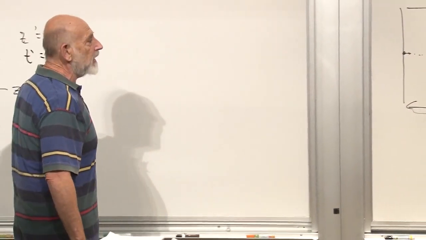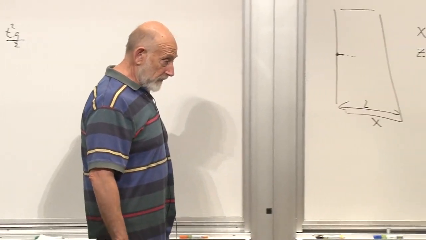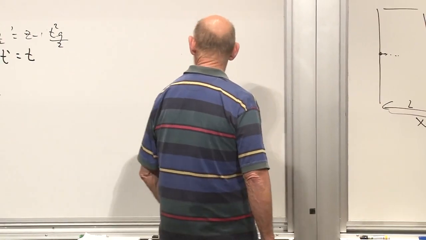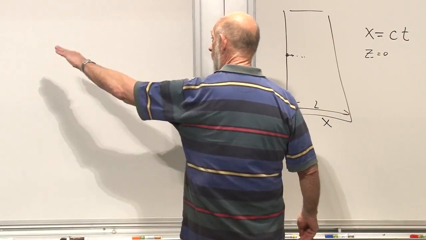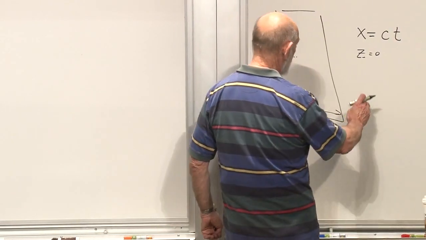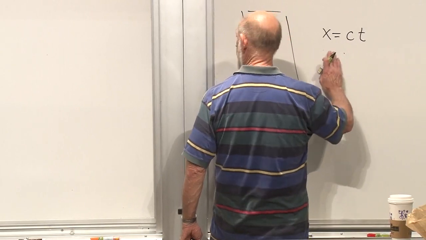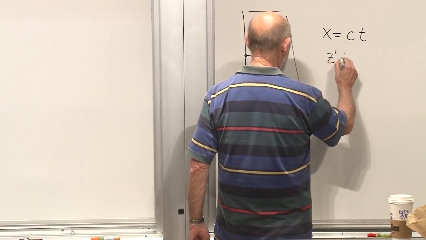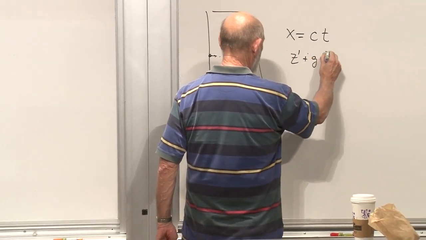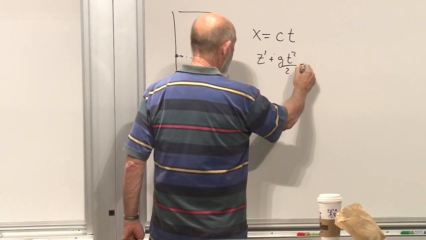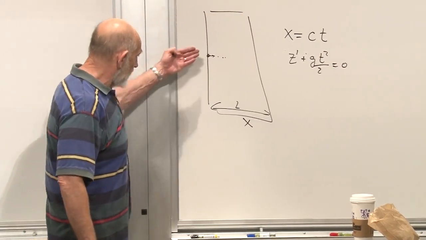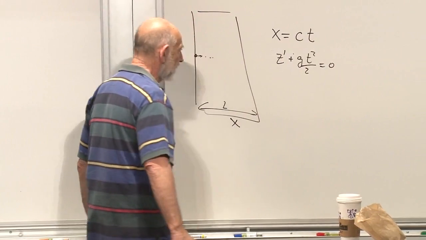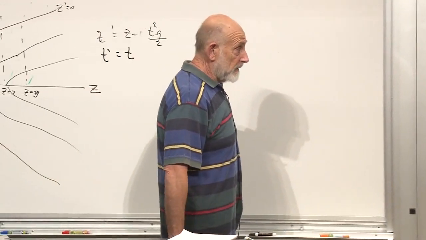But now let's plug in the primed frame of reference. In the primed frame of reference, z is equal to z prime plus gt squared over 2. So we have that z prime plus gt squared over 2 is equal to 0. That's the equation of the light beam. X is still just equal to ct. And that's it. Okay?